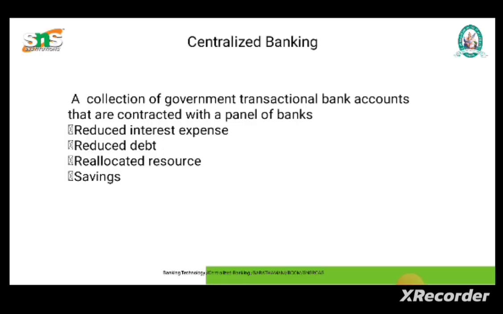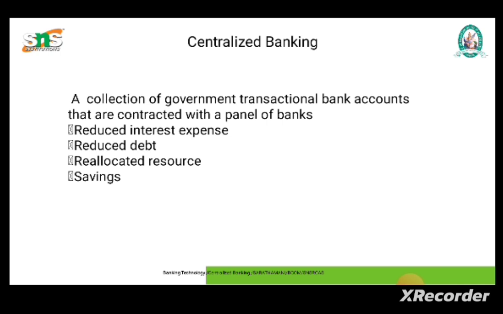forecasting. The centralized banking system is a collection of government transactional bank accounts that are contracted with the panel of banks. The system allows the government to manage financial assets more effectively by aggregating account balances. This can lead to a number of benefits. The first one is reduced interest expenses. Surplus financial assets can be used to reduce long-term borrowing costs.